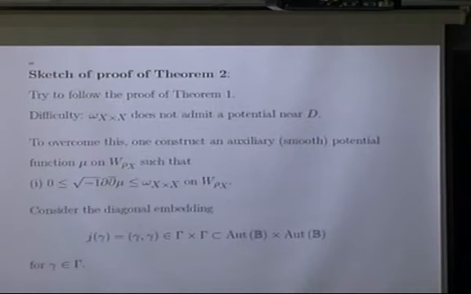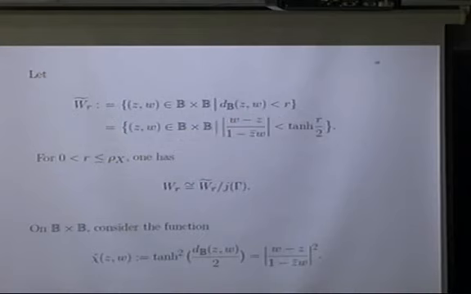So here you look at gamma, and you look at this B cross B, and then you look at the diagonal embedding of gamma in gamma cross gamma. So J of gamma is just gamma in this diagonal embedding in the automorphism group of B cross B, and then you can define a similar tubular neighborhood in the universal cover. So you can define W_R tilde to be those points Z and W in the product B cross B for which the distance between Z and W is less than R. You can write it in terms of explicit coordinates. And then if R is small enough, then this W_R is just given by this W_R tilde modulo this J of gamma.